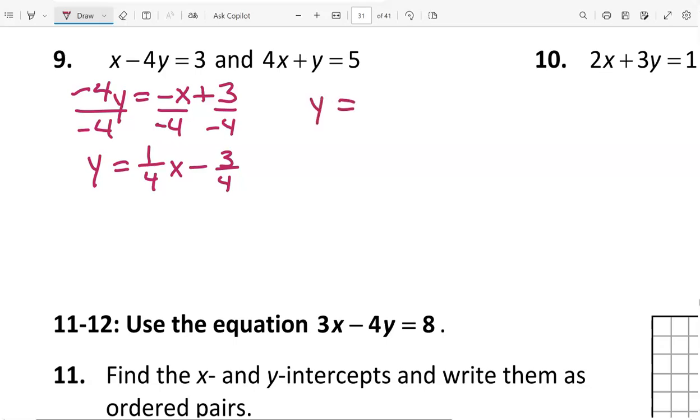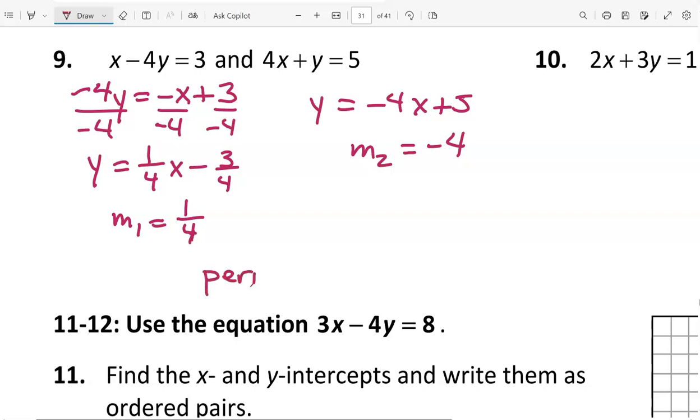And then for the second line, subtract 4x from both sides. That's in slope-intercept form now. So the slope of our first line is +1/4. The slope of the second line is -4. Those are opposite in sign and reciprocals. Opposite reciprocals indicate that the two lines are perpendicular.